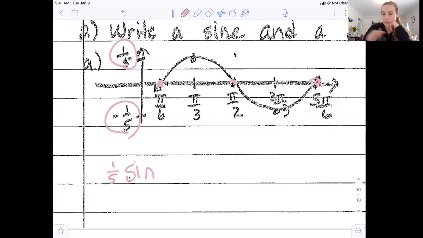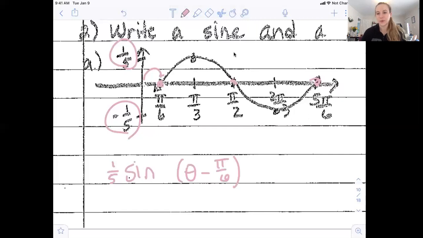The next easy thing is the horizontal or the vertical shift. There's no vertical shift because it's on the axis, but it does look like it's moved over to the right pi over 6. So I'm going to say x, or you can say theta, whatever variable you want to use, minus pi over 6. Remember, whatever's inside the parentheses is opposite of what we think.